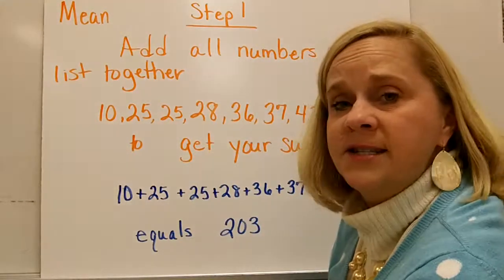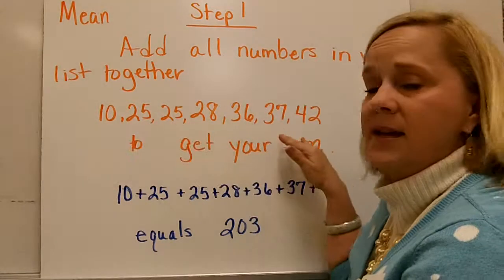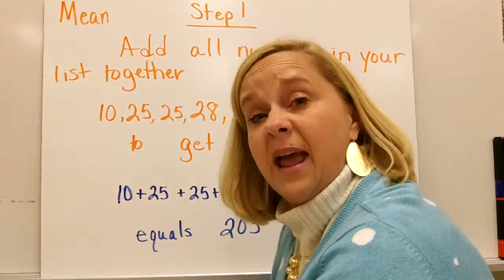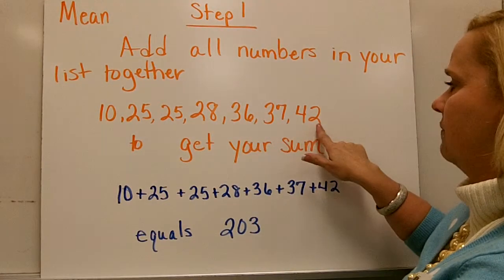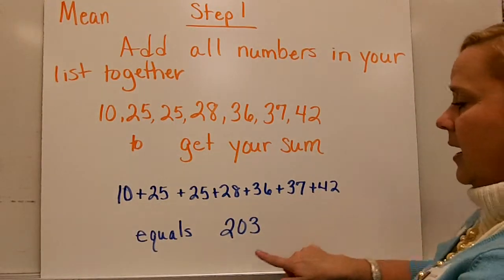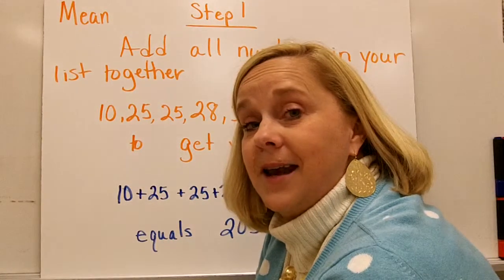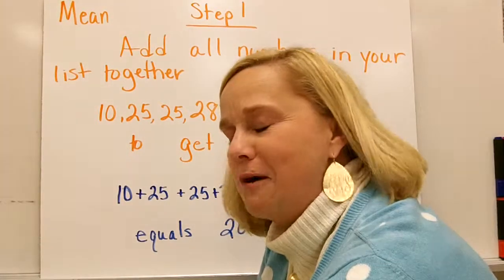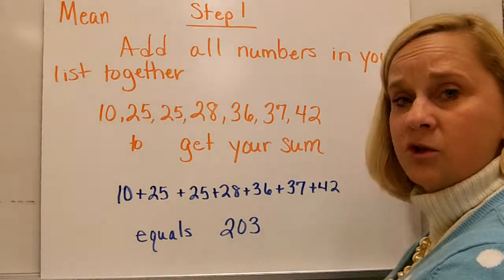All right, the very first step that you need to do is add all your numbers in your list together. So here's my list. I left them in order from the least to the greatest. For the mean, it doesn't matter, but I already have them written that way. I have 10, 25, 25, 28, 36, 37, and 42. So to get your sum, you add all of those numbers together, and it just so happens to equal 203. And I know what you're doing. You're probably adding those together at your desk to see if the teacher made a mistake. It's 203. So this is my first step in my process. You're going to add all of the numbers in your list together.